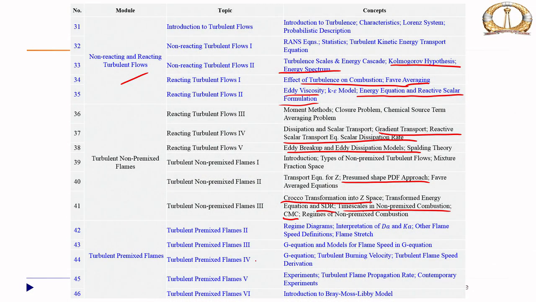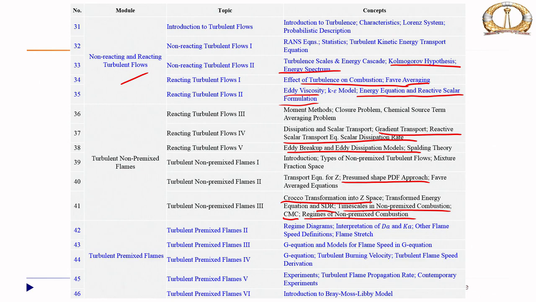So that led to the Crocco transformation in the Z space. We transformed all these energy equations into mixture fraction space, and that led to the emergence of the scalar dissipation rate as a characteristic diffusivity. And then we discussed the different timescales in non-premixed combustion. We touched upon conditional moment closure modeling, and we touched upon also the regimes of non-premixed combustion.